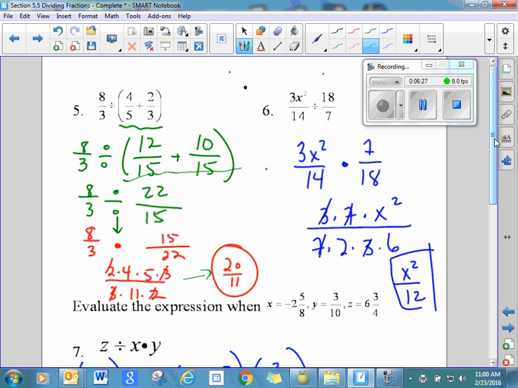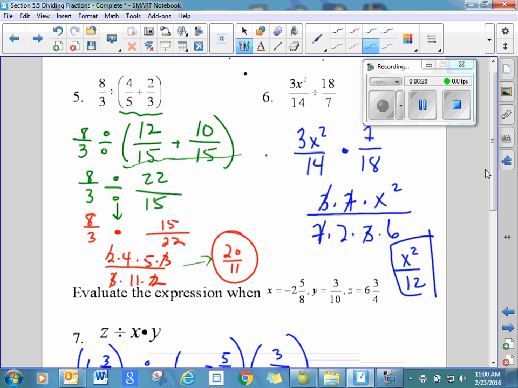Number 6, I've added some variables. Yay, aren't we excited? We're going to make it a multiplication problem. I'm going to invert 18 over 7 and do 7 over 18. Single fraction bar. They're both positive, so I don't have to worry about the sign. If you want to write it down, you can. I'm going to move my 7 to the front.